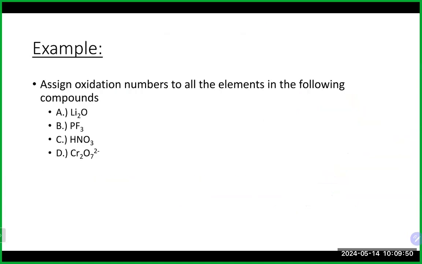All right, so why don't you try these. For each of them, give the oxidation states for each of the elements involved. So take a few moments and correctly identify the oxidation states of each of the elements involved.